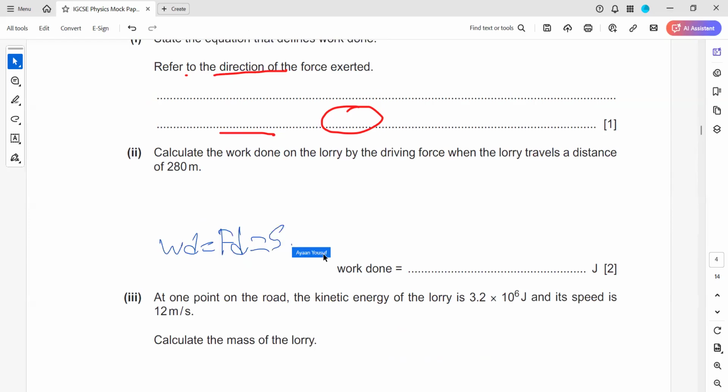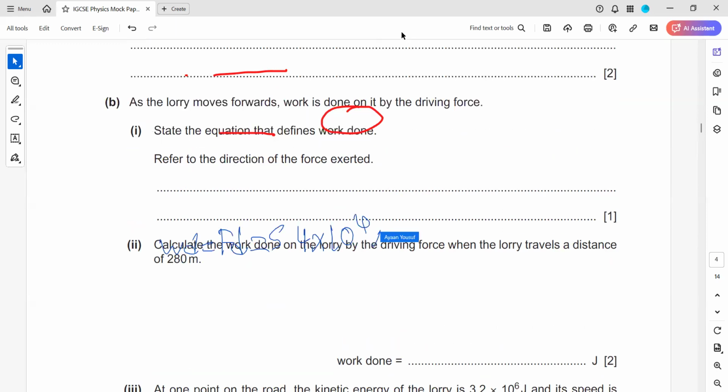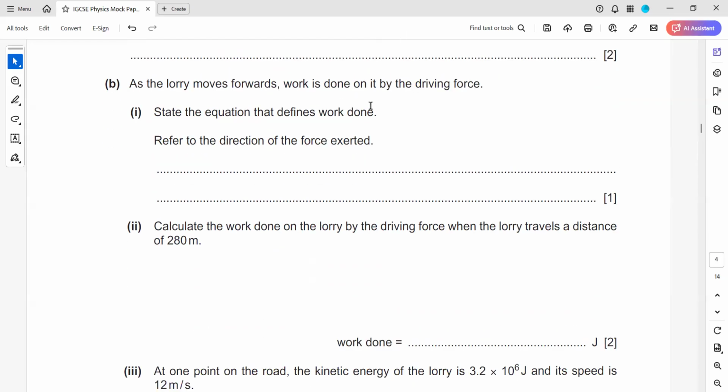Parallel to acceleration, no, not correct. No, not force downward. Just a minute, Ayan. Let me just move on to the question, then annotate, because I'm still discussing B1.